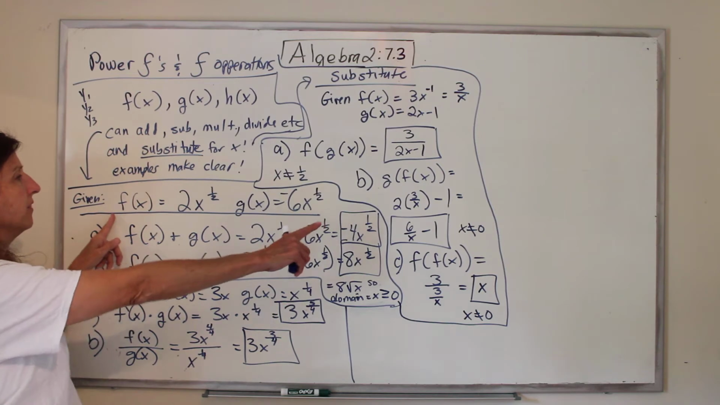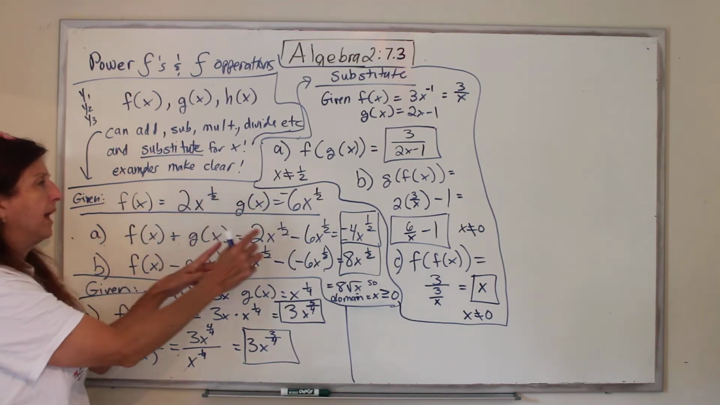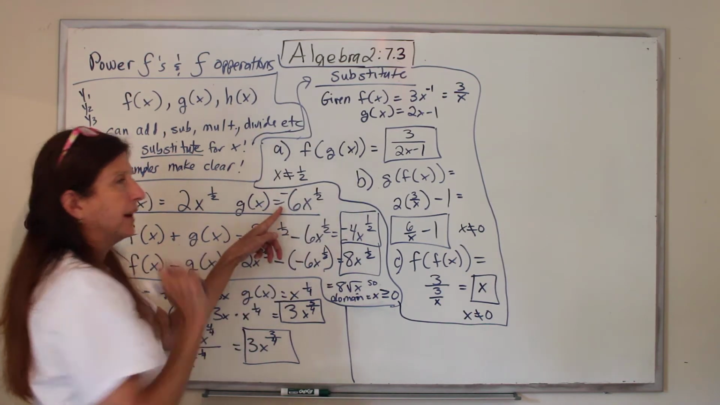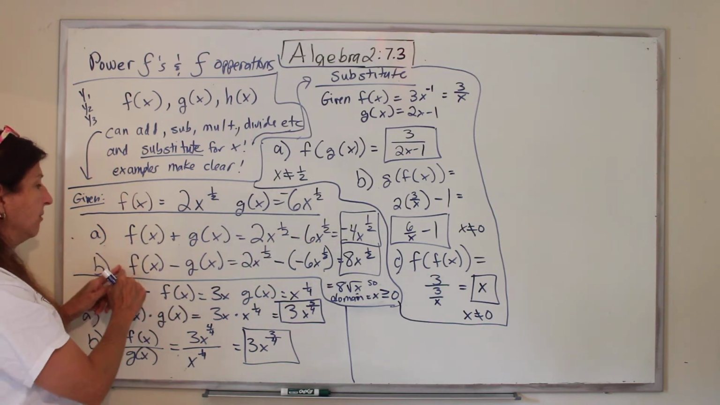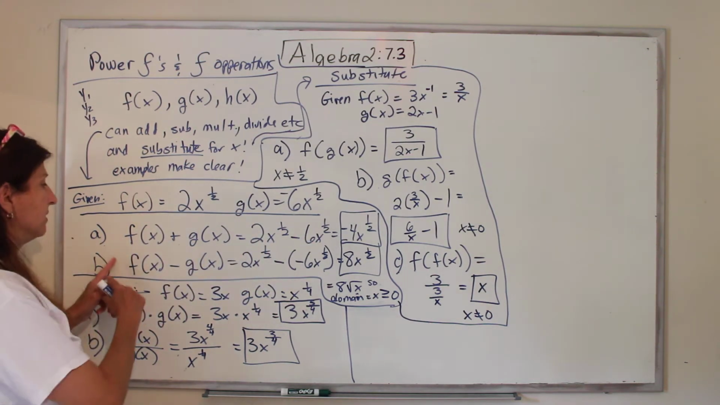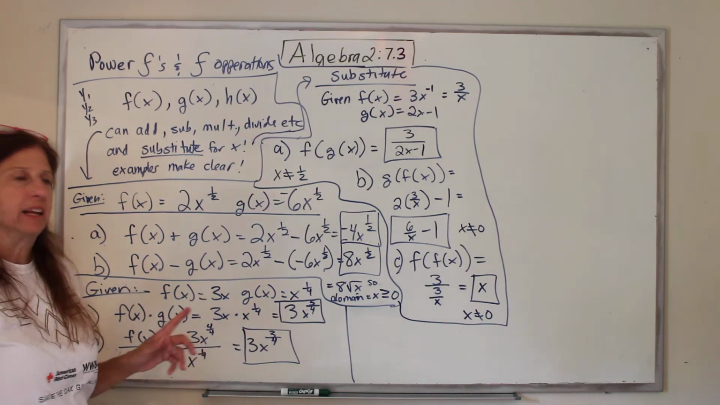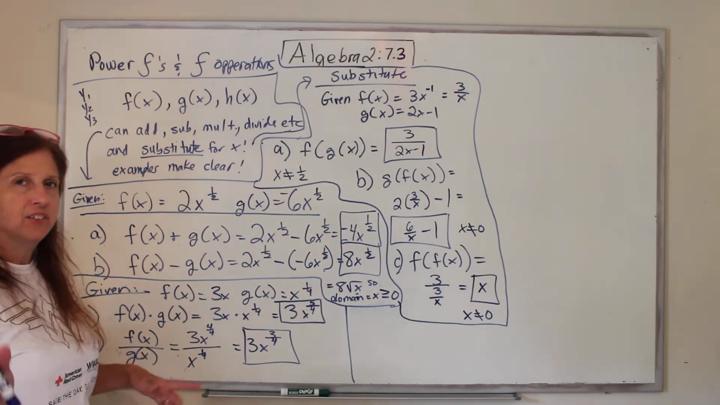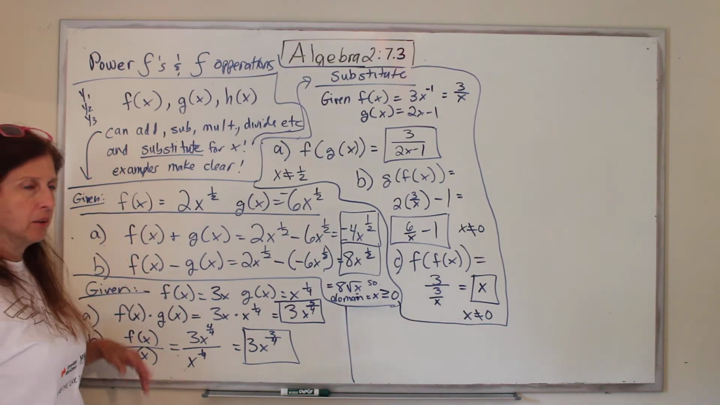Okay, so you'll be given something like this. f of x equals 2x to the 1/2, and g of x equals negative 6x to the 1/2. And then for A, they'll tell us to add them, and for B, they'll tell us to subtract them. And in college, for C, you multiply them, and D, you divide them. And then E, you take one to another exponent and stuff like that. It's just messing with equations.